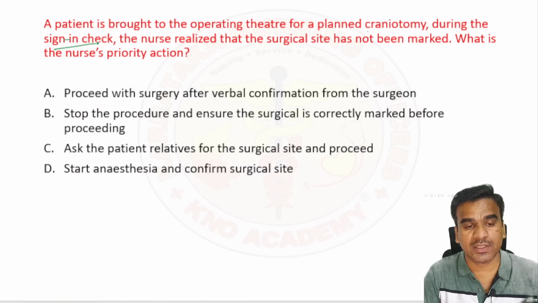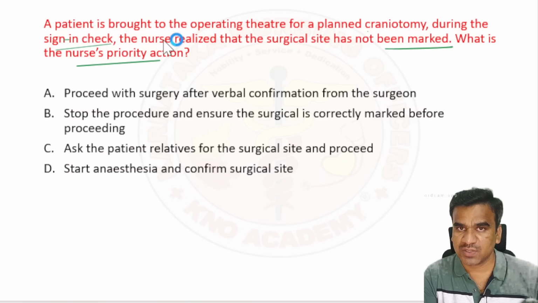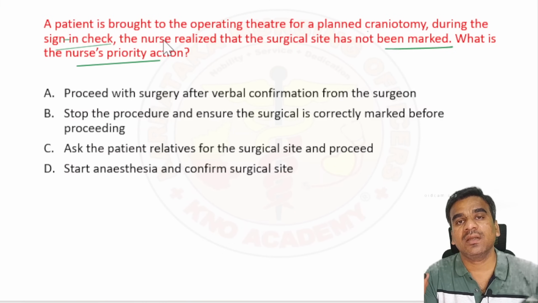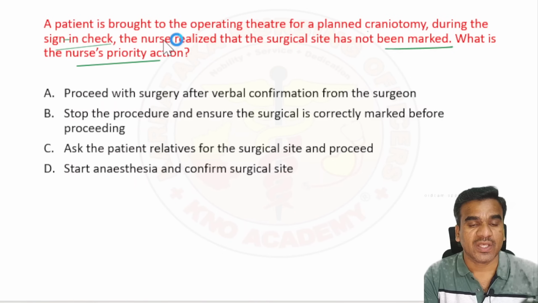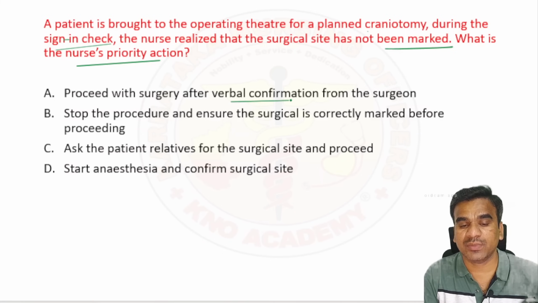Sign-in. This is the surgical safety checklist. The nurse realized that the surgical site has not been marked. What is the nurse's priority action? Same thing I explained just one day before the examination. Surgical safety checklist. Here we can see: proceed with the surgery after verbal confirmation from the surgeon? No. Stop the procedure.